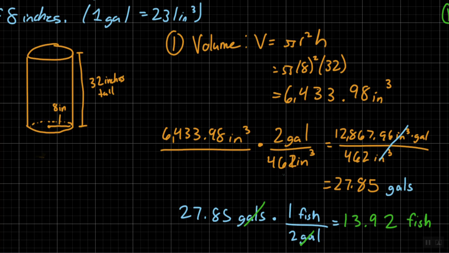So what is the maximum number of fish Ashley could have? 13, because I can't have part of a fish. So I could have 13.92 fish. I can't have 14. I can't have more than that. So I have to round down. So I can have 13 whole fish. I can't cut a fish in half. So 13 fish. And that is our answer.